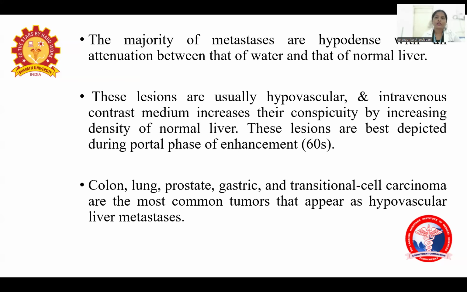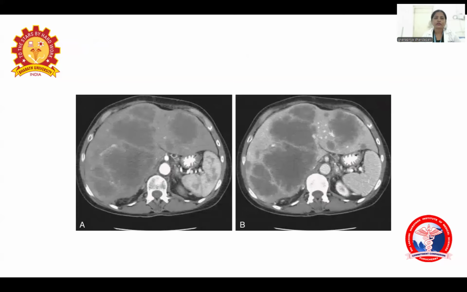Most of the major metastases are hypodense, with attenuation between that of water and normal liver. These lesions are usually hypovascular, and contrast increases their conspicuity by increasing the density of the normal liver. So these lesions can be easily identified during the portovenous phase, where they appear as hypoenhanced lesions. Usually colon, lung, prostate, gastric, and bladder transitional cell carcinoma are the most common tumors that appear as hypovascular liver metastasis. This lesion shows a hypodense lesion, which becomes more conspicuous in the portal venous phase.